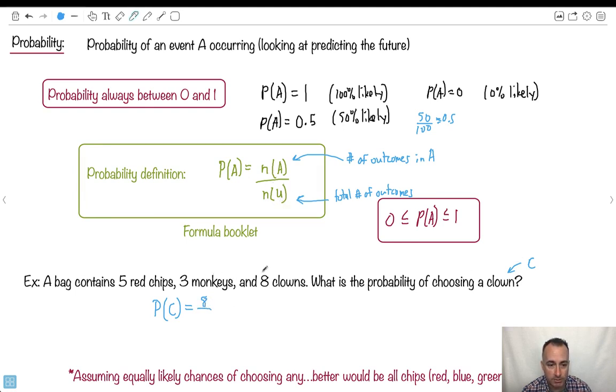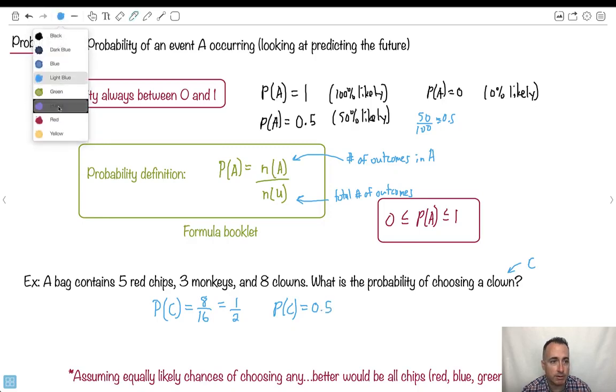Well, how many outcomes are there? Well, there's 8 plus 3 plus 5. Well, 5 plus 3 is 8. 8 plus 8 is 16. So I got 8 over 16. Now this reduces. 8 divides by 8, I get 1. 16 over 8 is 2. So in other words, I could leave it as 1/2, or I could say it's 0.5. Both of them would be correct, just so you know.